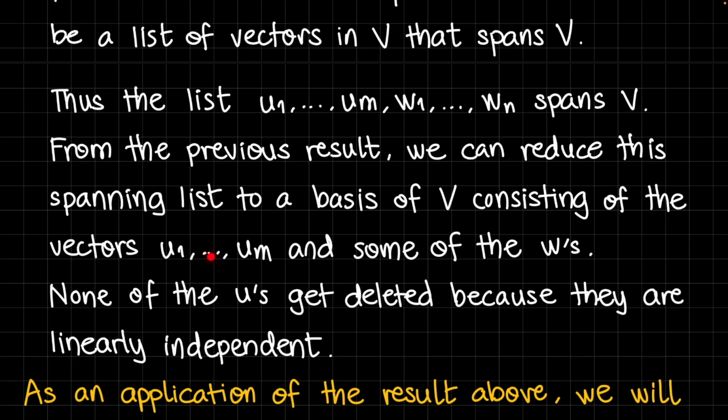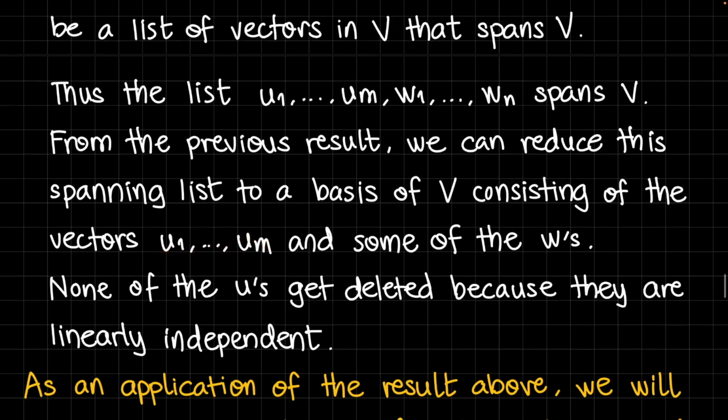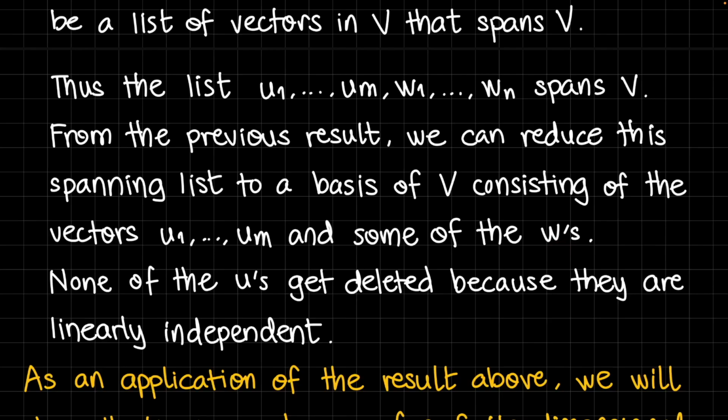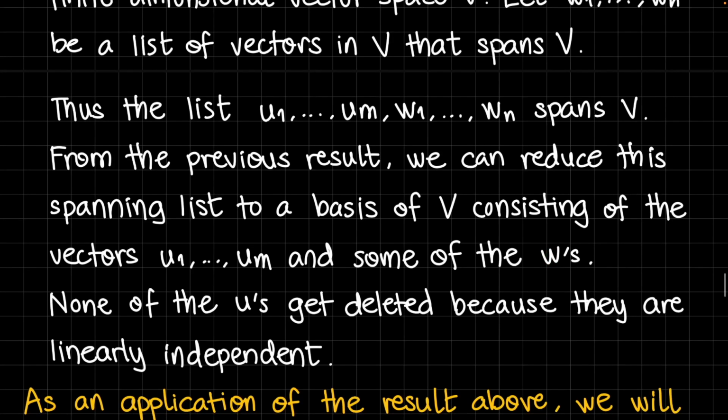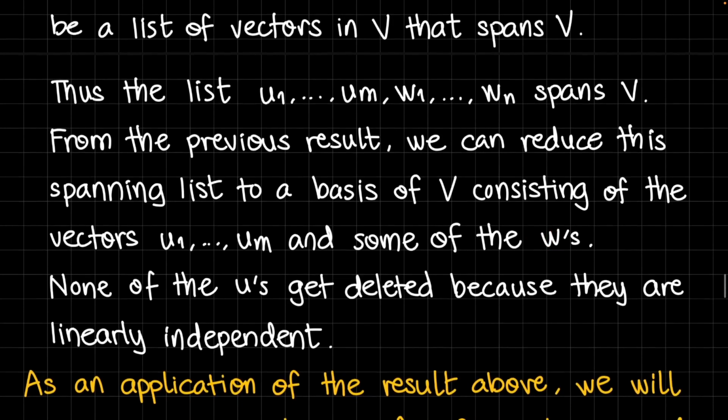We look at u2, we'll see u2 is not in the span of u1, we'll keep u2, and so on until um, which is also not in the span of u1 through um minus 1, the vectors before it on the left. So by the way we've constructed our process of eliminating linearly dependent vectors, we'll end up keeping all the u's, but the w's will have no such guarantee, because we did not say that the w's were linearly independent. So if anything is going to get deleted, it's the w's, not the u's.